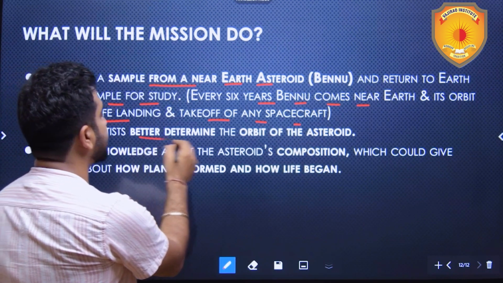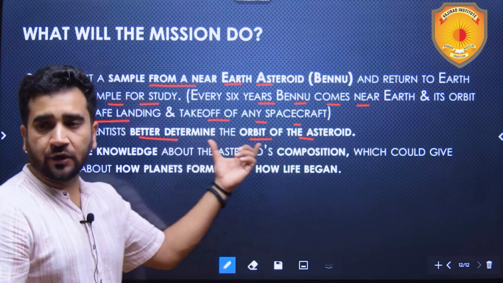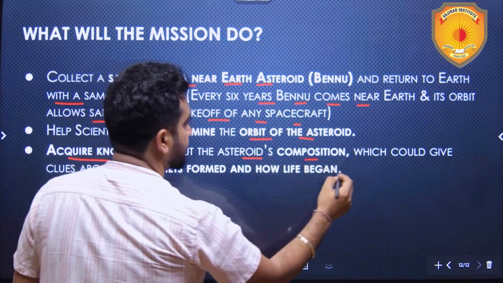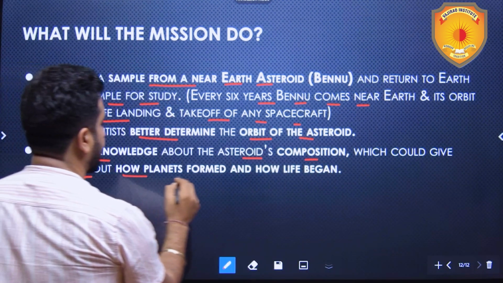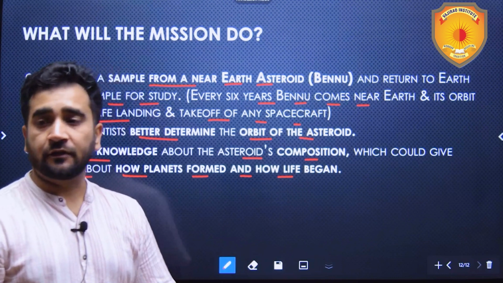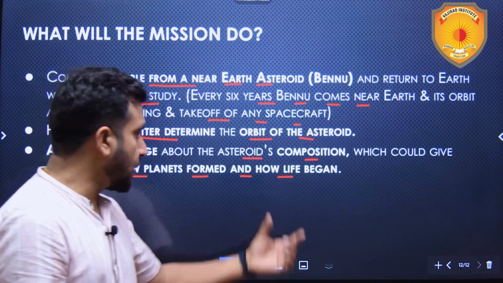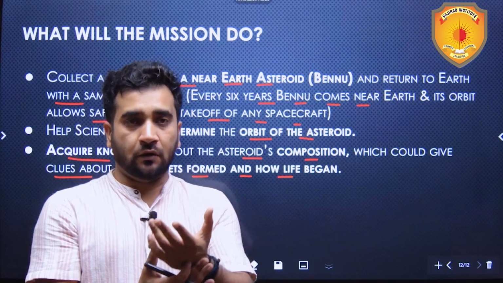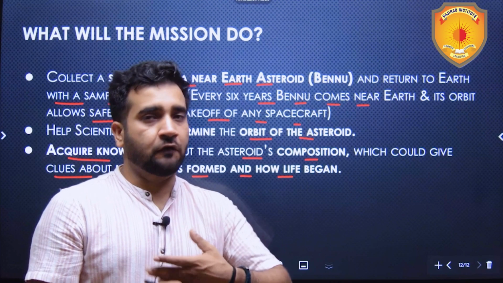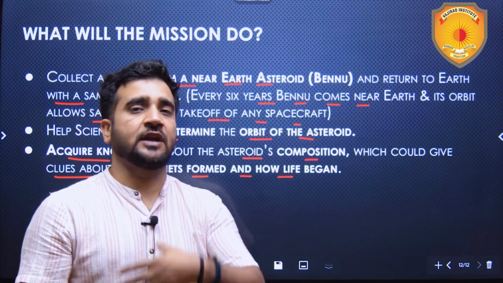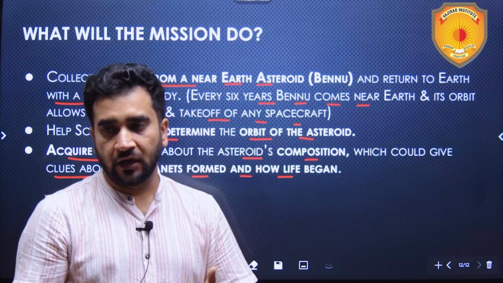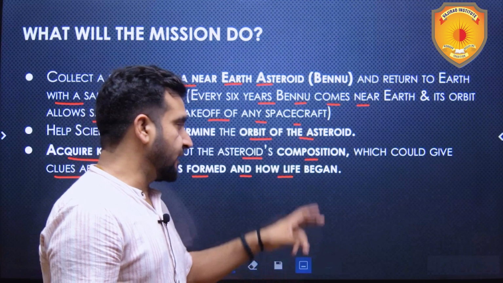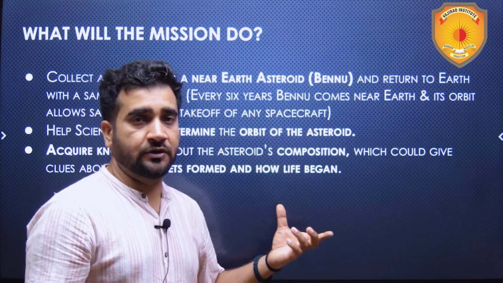Then help scientists better determine the orbit of the asteroid. This will also be done. Acquire knowledge about the asteroid's composition, which could give clues about how planets formed and how life began. This can also be found out, how life began on Earth. I don't know how scientists will go about it, but whatever the findings of the scientists are, they will be in the news, and definitely we will be covering it. But yes, this can be found out by the scientific examination of this particular asteroid.